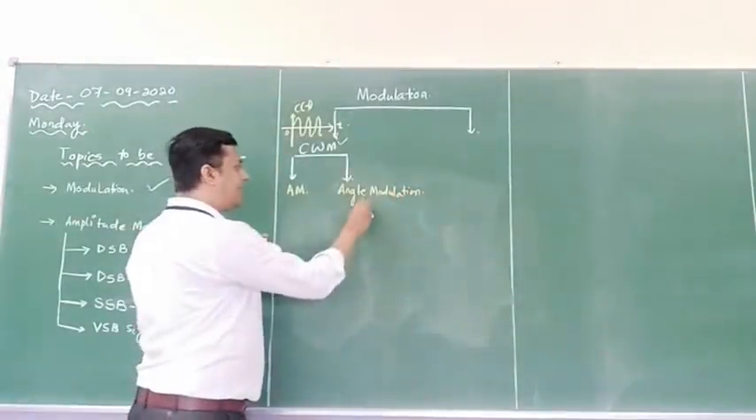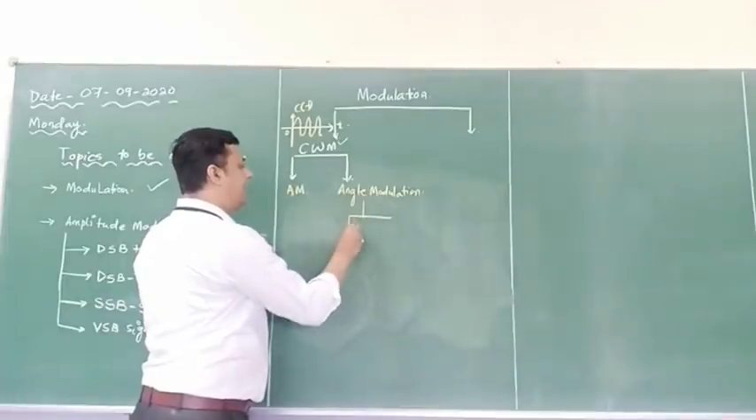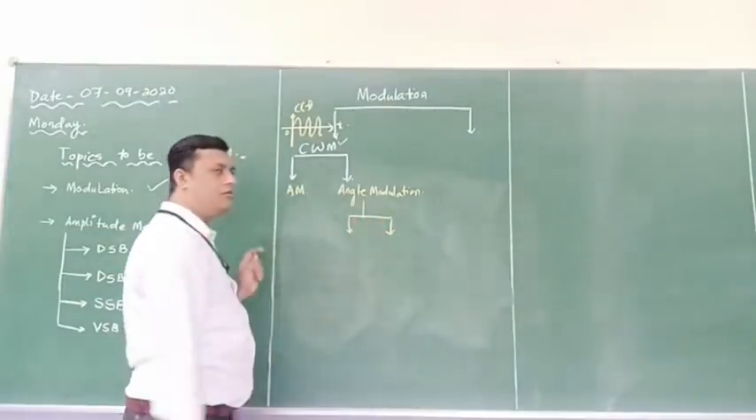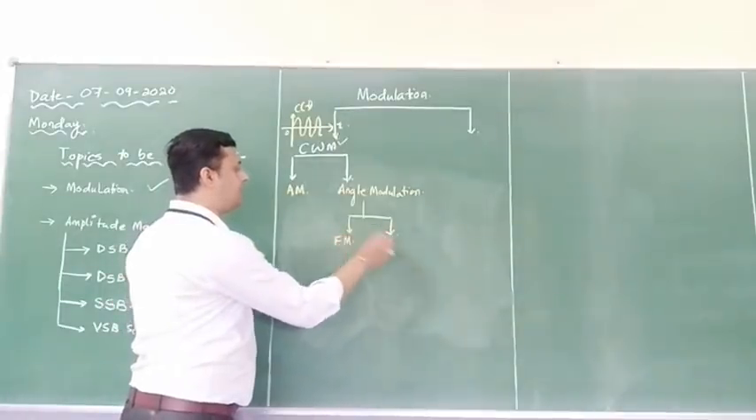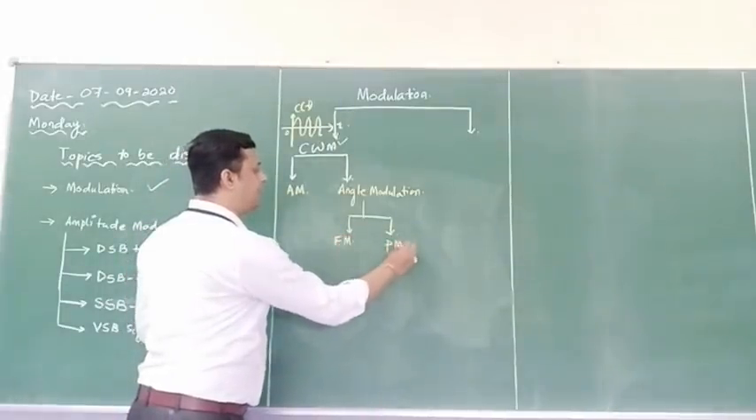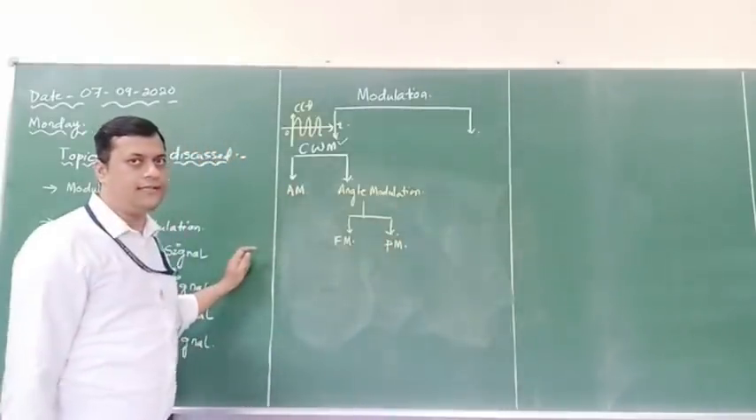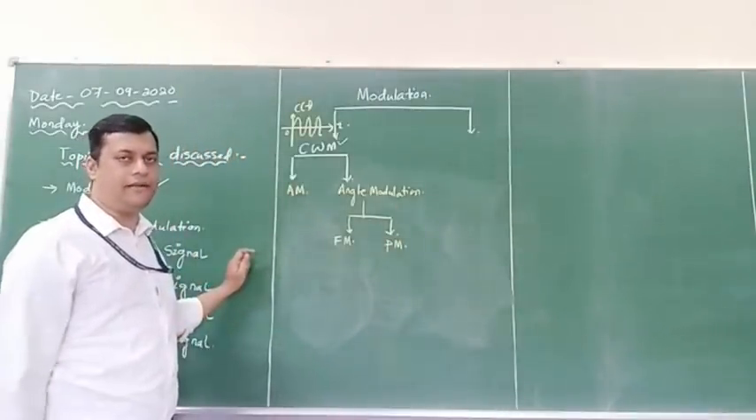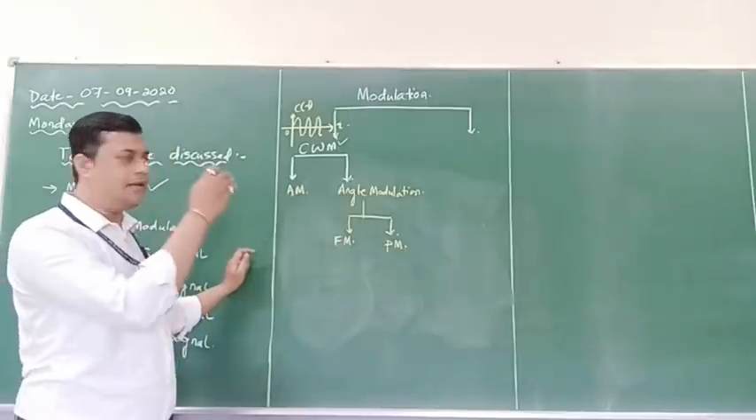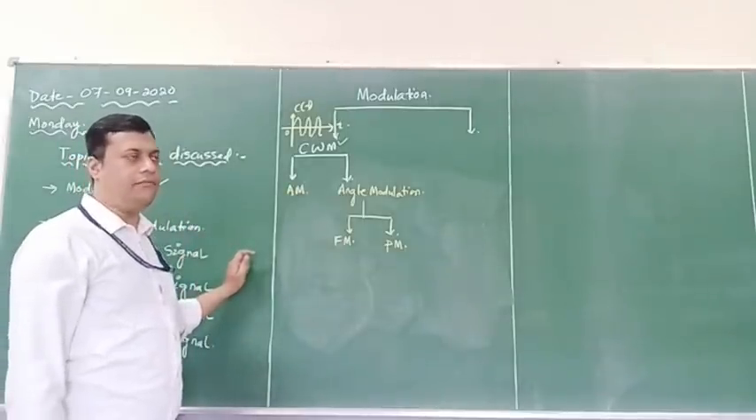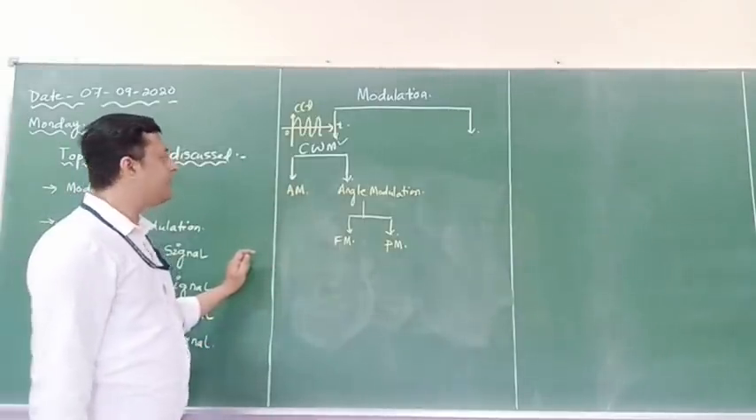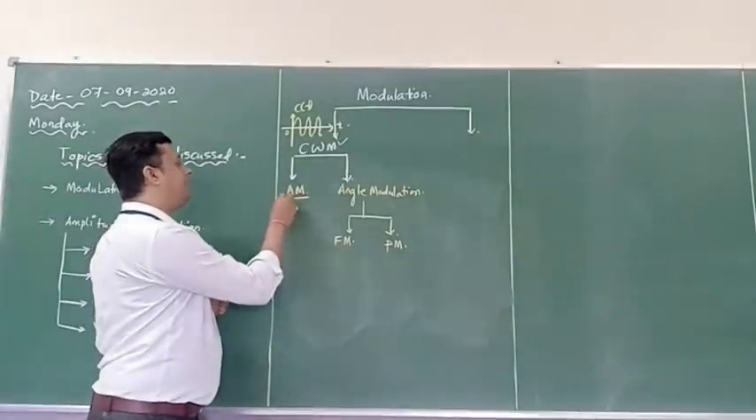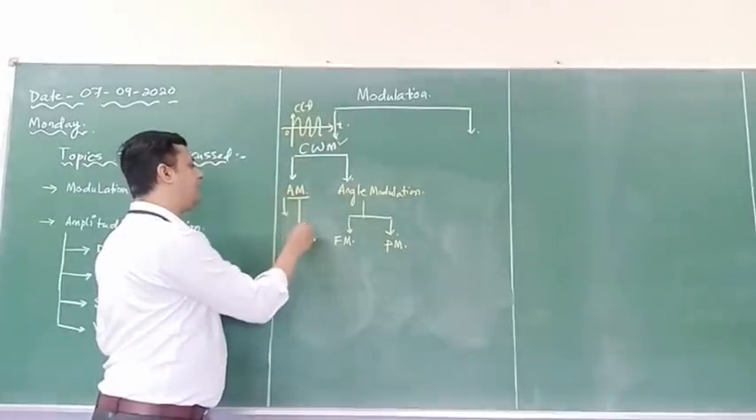But angle modulation has two dependent factors: one is called frequency modulation and one is called phase modulation. We have discussed this in the previous classes. I am discussing the same thing once again, so that if anybody has left it out, he can regain all these things. Now depending upon AM, various schemes are available.